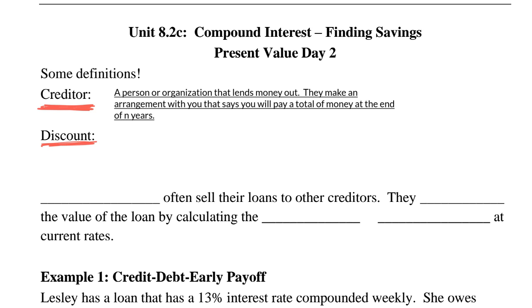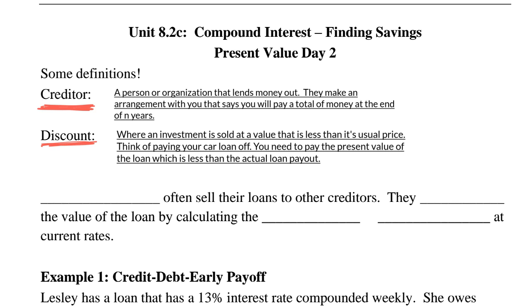There's a certain amount of money that would be less than $9,600, which would represent the total amount that you owe today for that loan. And that is what we call a discount. Just think of it as an investment that is sold at a value less than its actual price. Think of it as paying your car loan off, right? You need to pay the present value of the loan, which is less than the actual payout at the end.